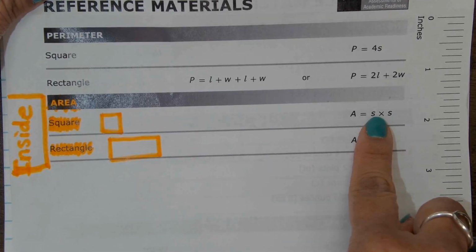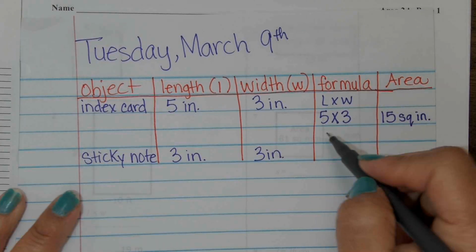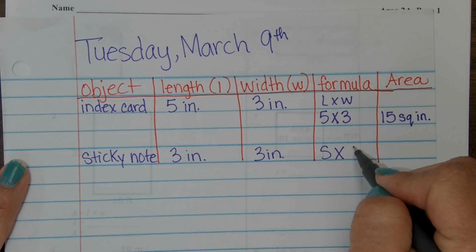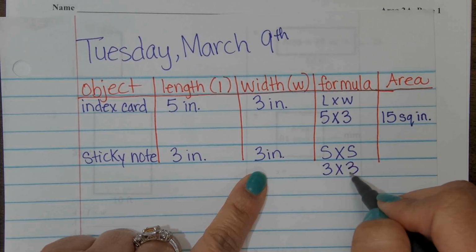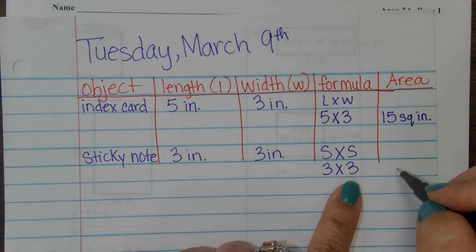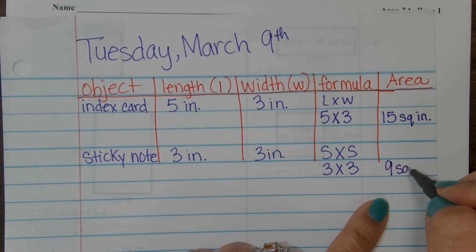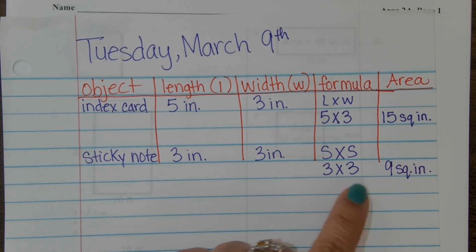So we are going to do side times side. That is our formula, S times S. One side is 3, the other side is 3. We multiply, 3 times 3 equals 9 square inches.